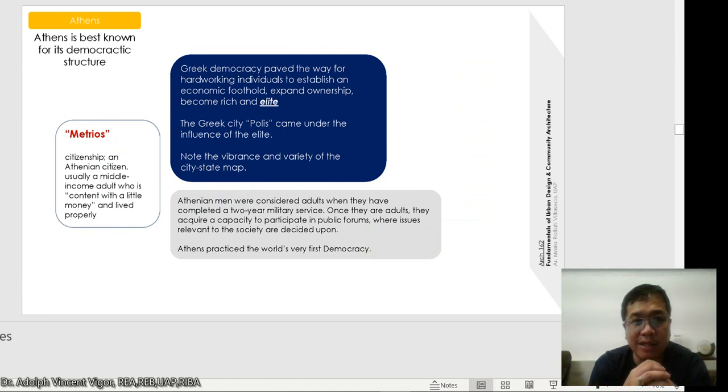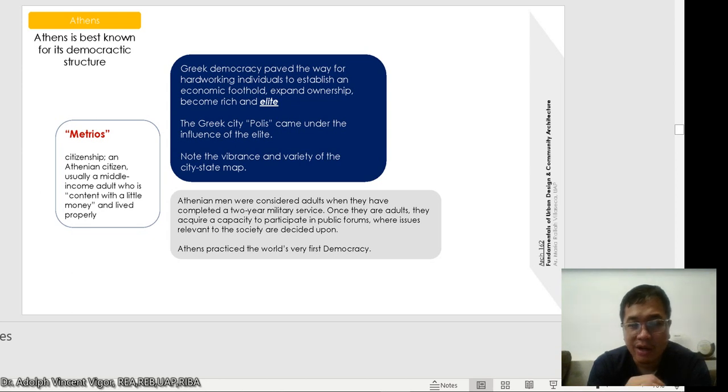So Athens is best known for its democratic structure. So Greek democracy paved the way for hardworking individuals to establish an economic foothold, expand ownership, become rich and the elite. So the Greek city polis came under the influence of the elite. So you note the vibrance and variety of the city-state map.